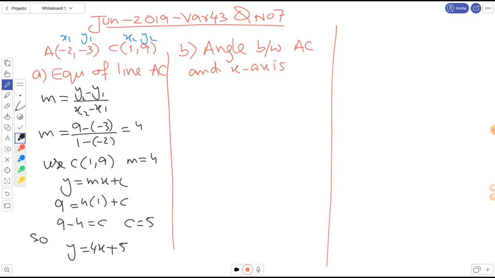So ultimately our answer is y equals mx plus c. I have seen some students stop here. No, you can't stop here. You have to finish till the end and show the equation of the line.